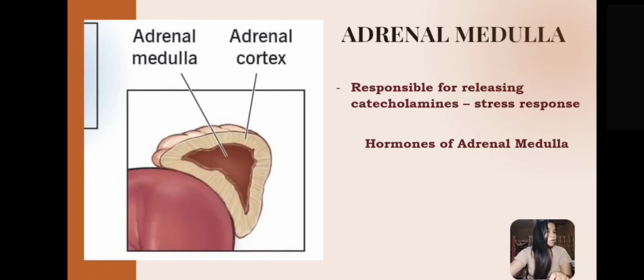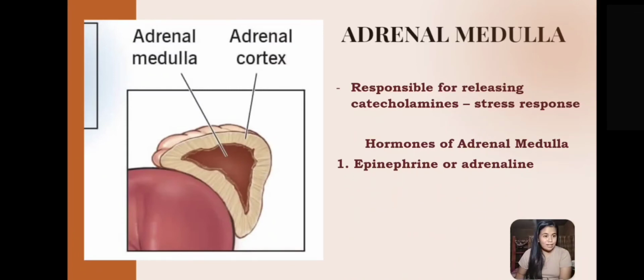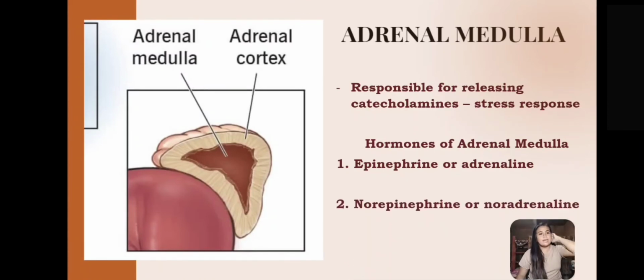So, what are the hormones of our adrenal medulla? Number 1 is epinephrine or adrenaline. Familiar kaayo ba? So, our adrenaline is responsible for our fight. Kanang stressful events, when this gland releases the hormone adrenaline or the epinephrine. And then next is norepinephrine or noradrenaline. Kani po dayon is responsible ni siya sa flight. So, ang adrenaline, fight, ang noradrenaline is flight.